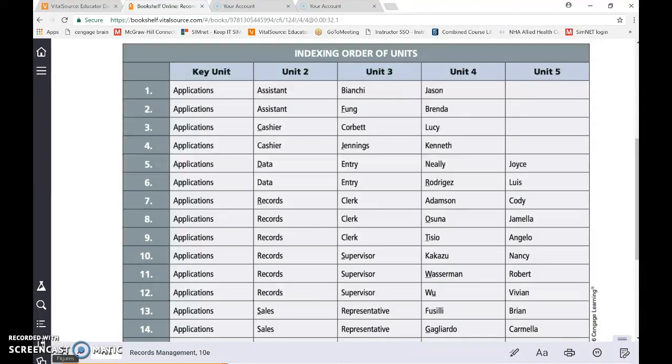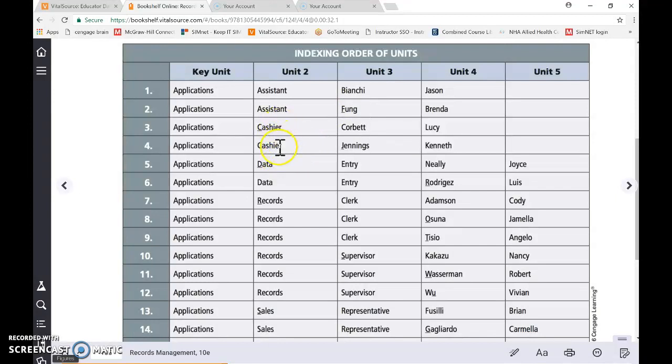So you'd have a file called applications, and then you would have to break it down to what particular position within those applications, and then the people's name after that. And those need to be in order. So for example, on this one, the first position is assistant, the second is cashier, third's data, and the next one's records, and so forth. So within the assistant position of applications, we have 2 people that have applied for that, Jason Branchy and Brenda Fung, and you would need to put those 2 in alphabetical order also by the units so that you would know where their files would be.